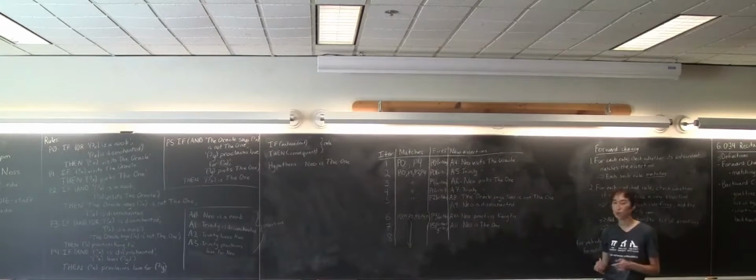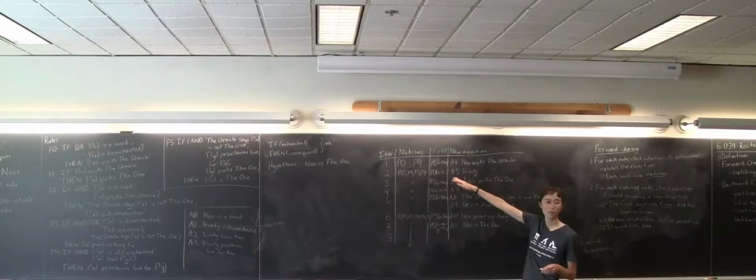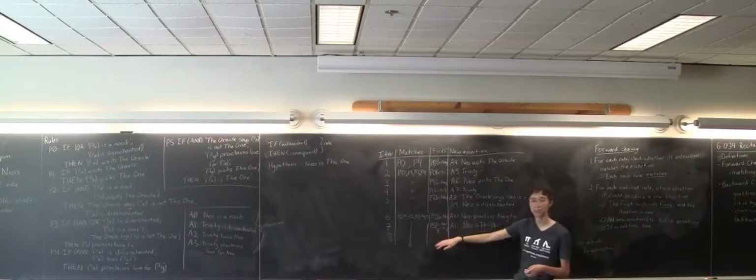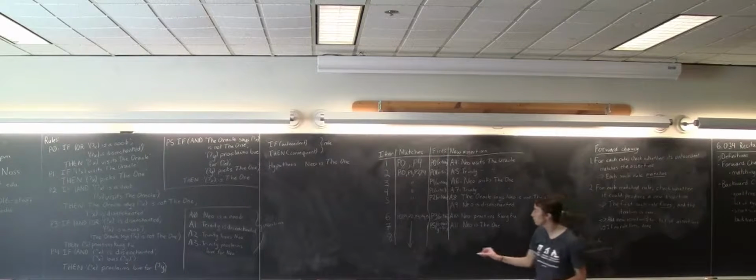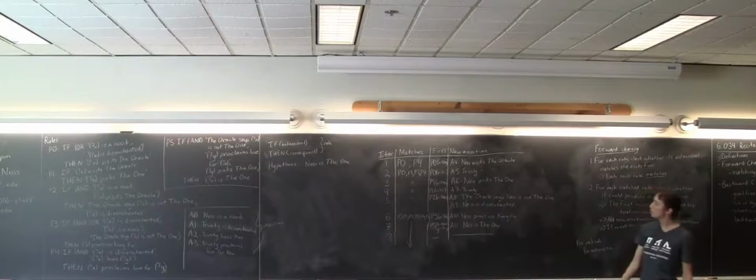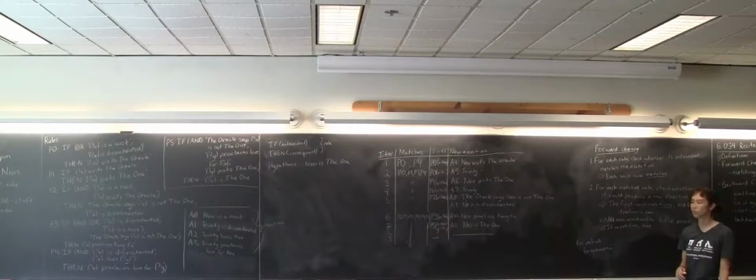In some cases, it's possible that one of the older rules, like maybe P0, might now match in a new way, and so we could go back and fire P0 again. But in this case, there's nothing else we can do. So it looks like we've concluded all of the possible assertions that we can get from the system.